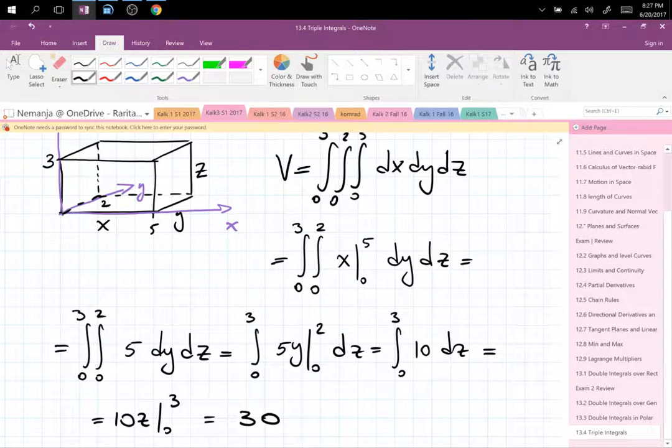How do we make this more interesting? We get planes and surfaces and shapes all over the place, and they end up in the limits of the integrals. And then you keep integrating and integrating and integrating.